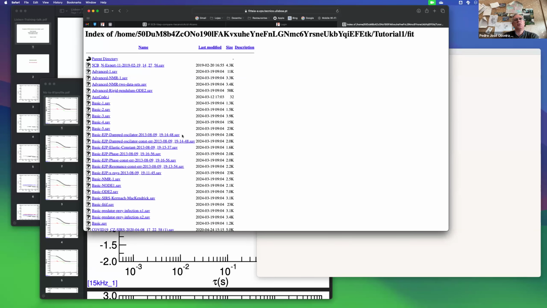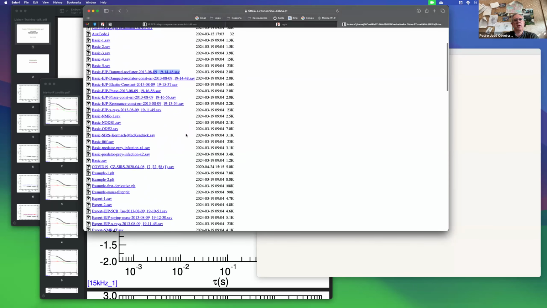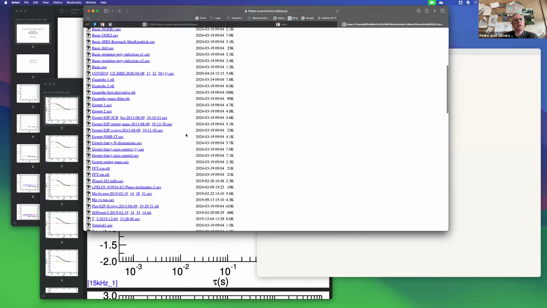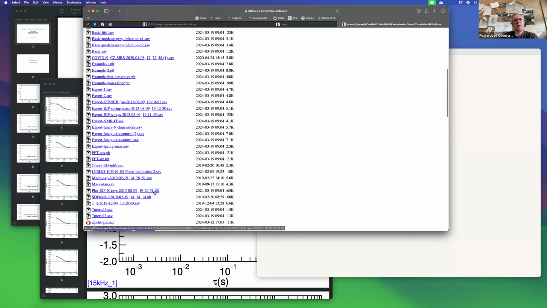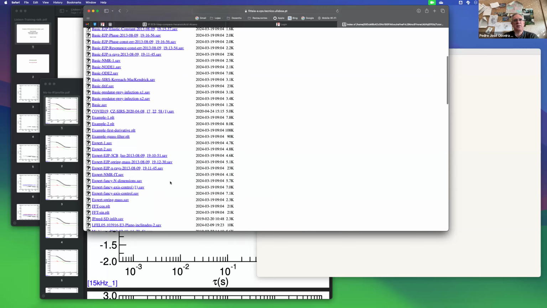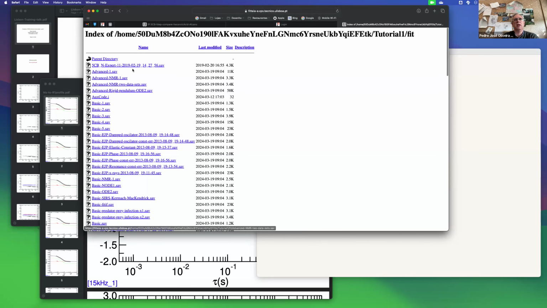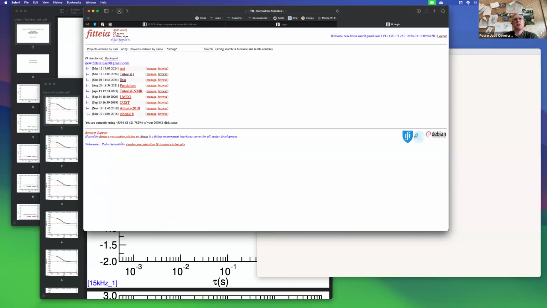And actually, the most important files in these folders are the ones that have this SAV extension in the name, and also the files that have PLT. SAV are for the fits, and PLT are for the plots. I will show you in a couple of minutes. So these are the files that are eventually necessary to preserve. All the other files are temporary and actually could be deleted because they are created every time you do something.